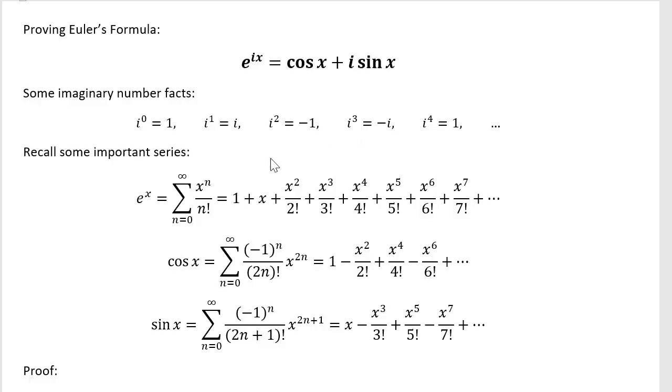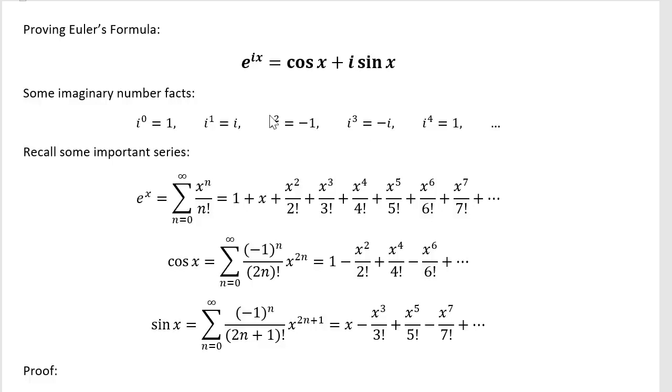And then if you go on, you'll see that this forms a cycle of 4 different values. The 4 values are either 1, i, negative 1, or negative i. Okay, so that's really the only fact we need about imaginary numbers. The other thing we'll take a look at is information about series. So we're going to prove this particular formula using series.